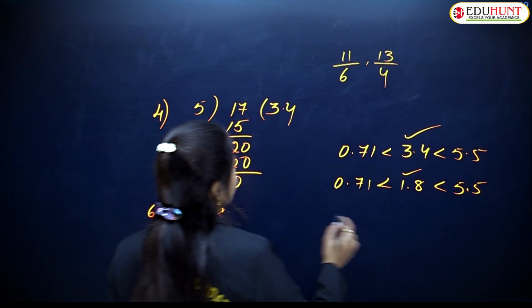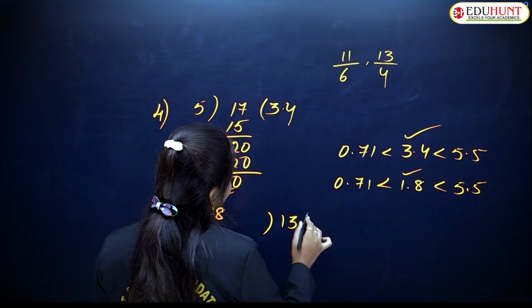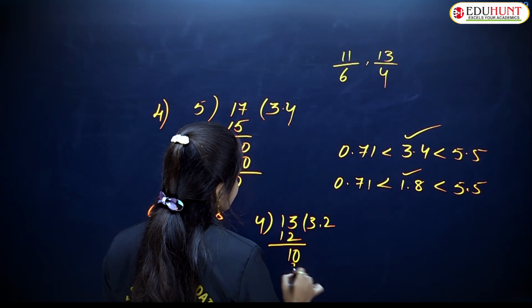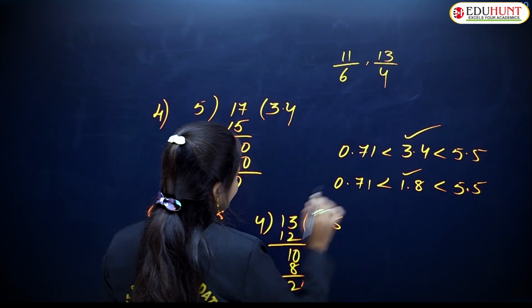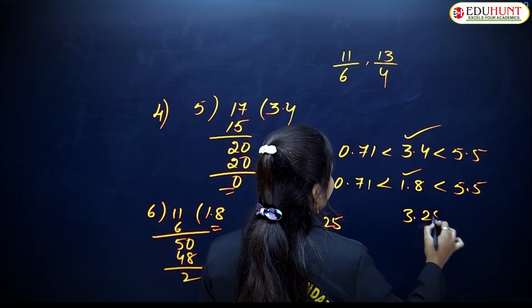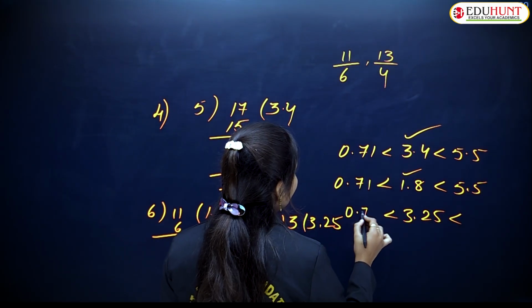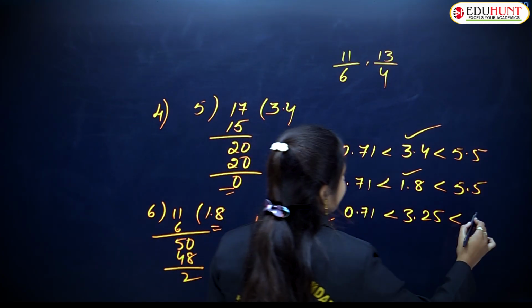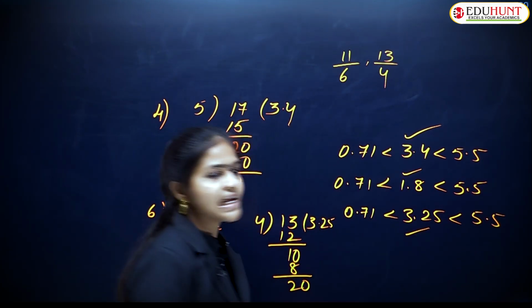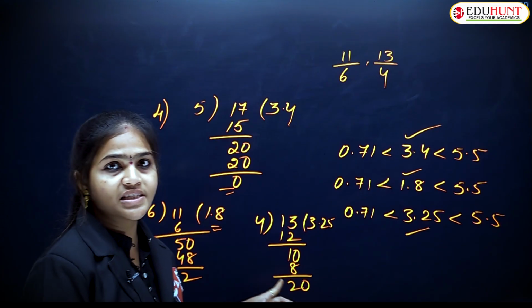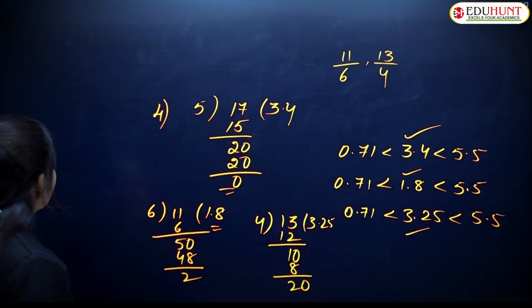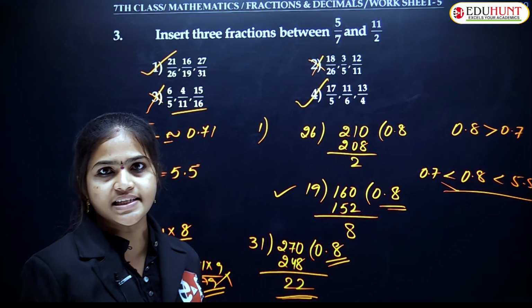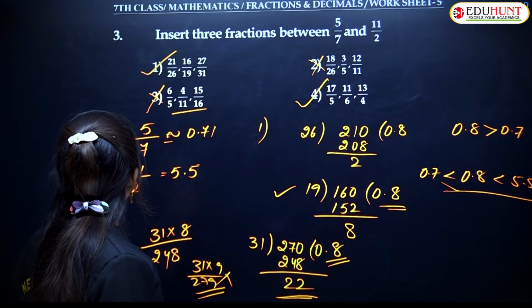Still one more number is there. What is that? 13 divisible by 4. 4 threes are 12, 1.0. 4 twos are 8 and 2. Okay, 3.25. Whatever it may be, 3.25 also lies in between 0.71 and 5.5. So this number is also satisfying. As per this, how many options are correct? 2 options are correct. What are those? The first option and the fourth option. These two are the correct answers. Understood?